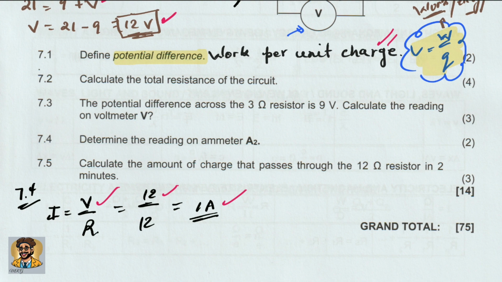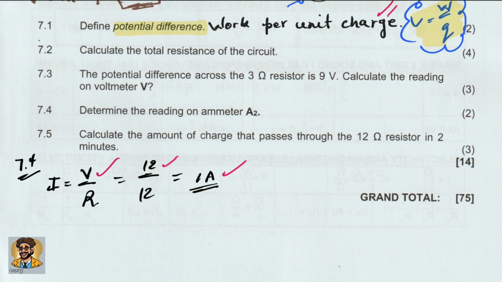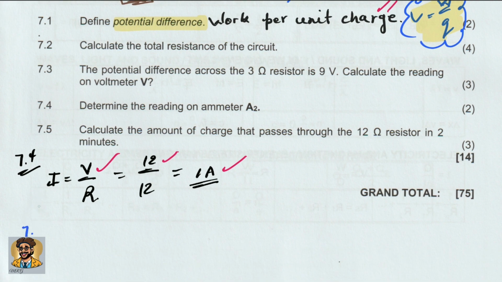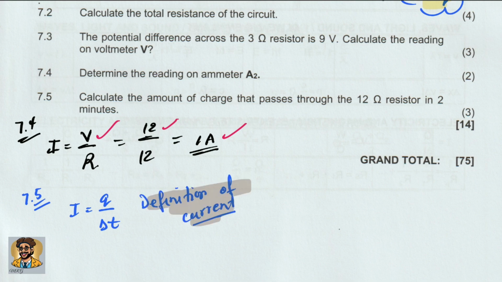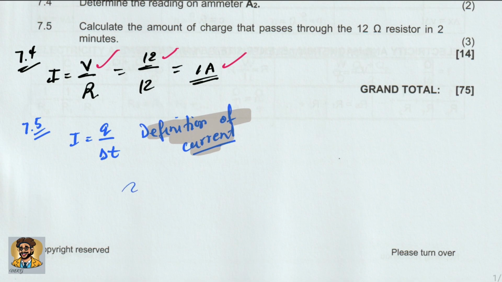Question 7.1: calculate the amount of charge that passed through the 12 ohm resistor in 2 minutes. For this question, we need the definition of current. Remember, current is the rate at which charge flows. So current is equal to charge divided by time. This is the definition of current, and we can use it here. If we rearrange for charge, which is what we are looking for, charge is equal to current multiplied by time.